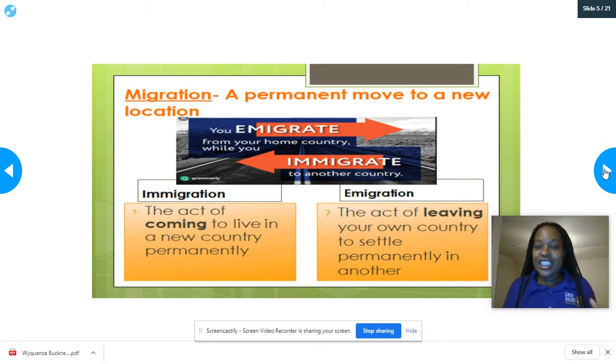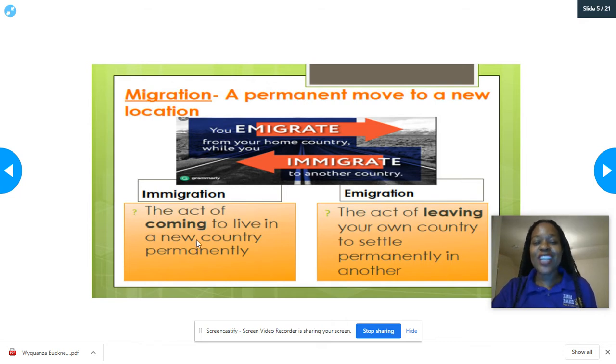So, migration is a permanent move to a new location. And there's two types that they use back and forth. And you're like, well, migration is migration. Well, it's immigration, I-M, and emigration, E-M. They sound the same. So what's the difference? I'm glad you asked. Here we go.